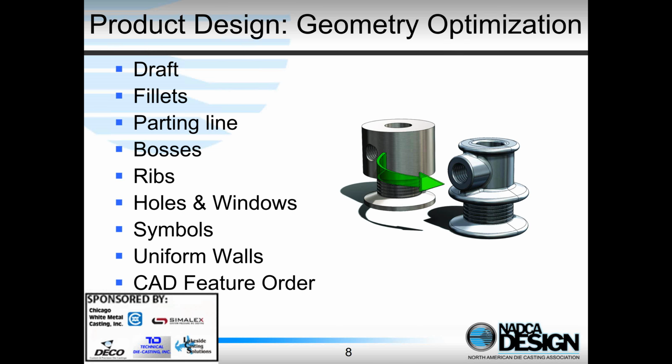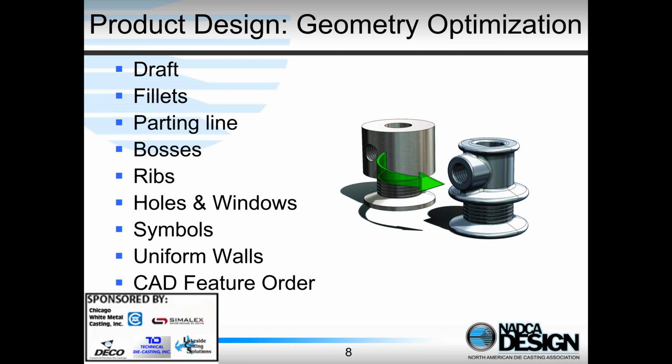So starting with geometry optimization. What we're trying to do here is basically take the component that's shown here on the left-hand side and change it to a die-castable component shown on the right. So if we look at the left-hand side design, there's a lot of features missing that we need. It's also a poor die casting. It's probably an easy part to draw, but not very easy to die cast. So it's really not a good design for die casting.